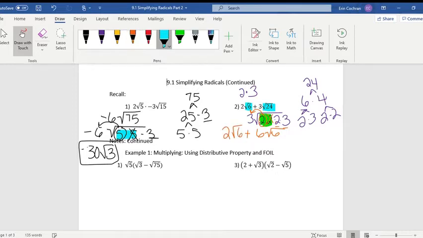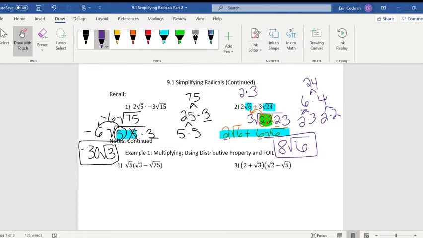Now, as I look at these two, they now have the same radicand. So now I can add the coefficients. So 2 plus 6 is 8. And we leave the radical the same. So that would be 8 radical 6. Okay. So that's what we talked about last class.